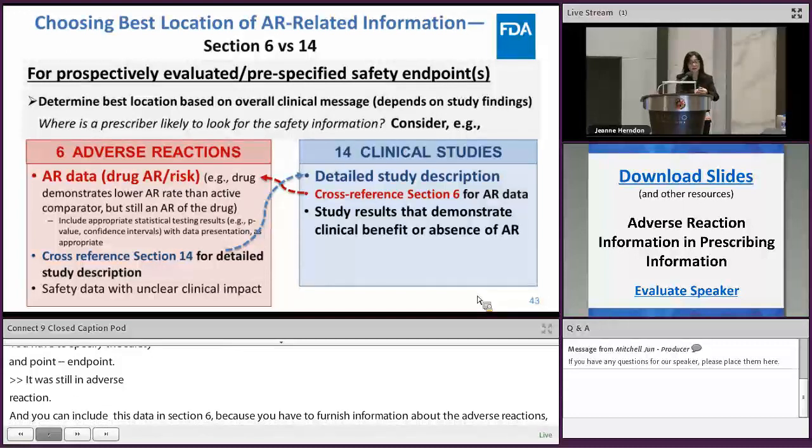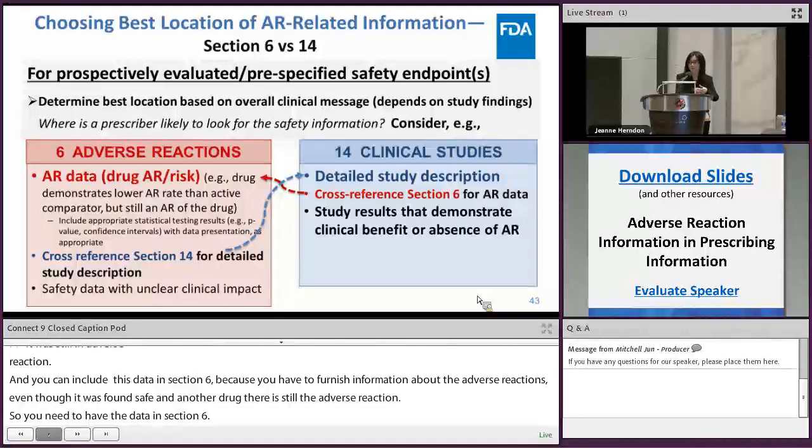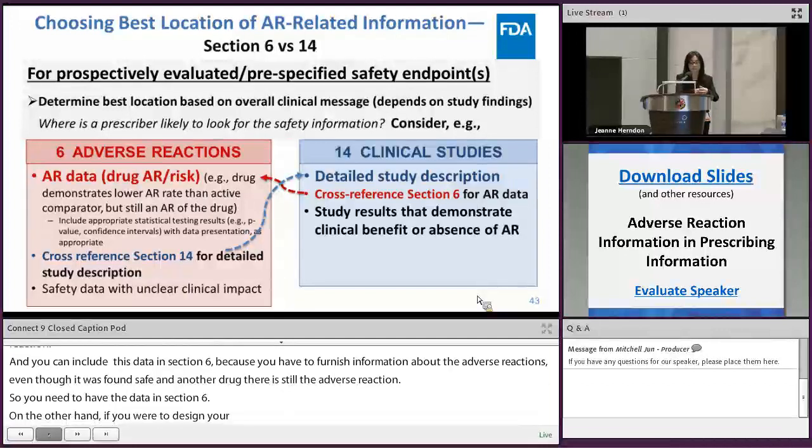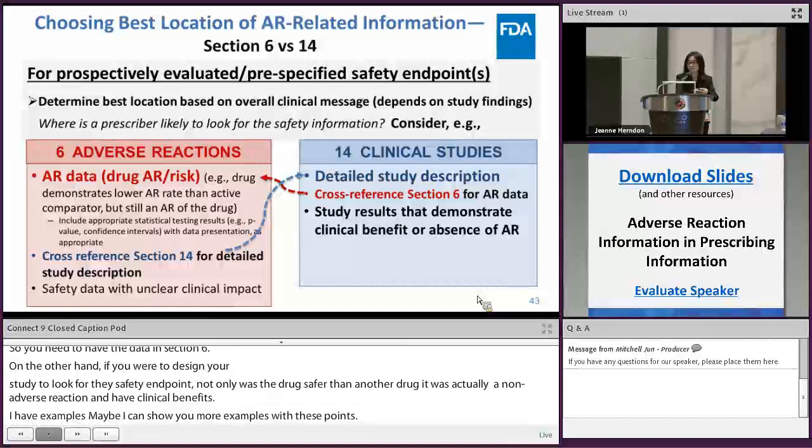On the other hand, in the same study, if you were to have designed your study to look for a safety endpoint and you found that not only was the drug safer than another drug, it was actually a non-adverse reaction, or maybe there was clinical benefit, I have examples, so maybe I can move on to show the examples with these points. But basically, if you have study results that reassure that something is not an adverse reaction, you could consider presenting that data in Section 14 because it's not an adverse reaction.